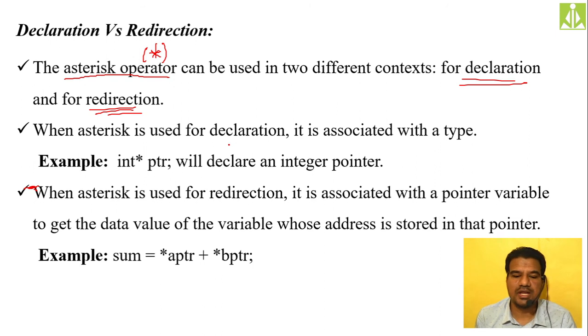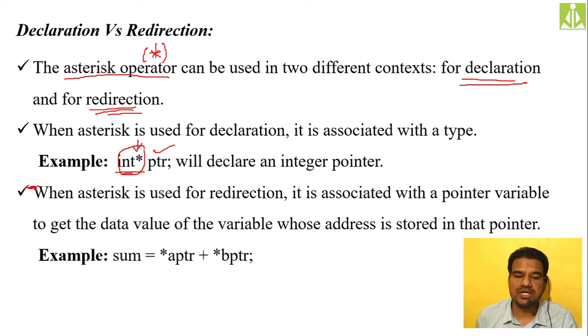When it is used in declaration, it indicates the pointer type. Like, see here, int star. Here we are using star. So int star, what is it doing? It is giving the integer pointer type over here, and it is making this ptr an integer type of pointer.